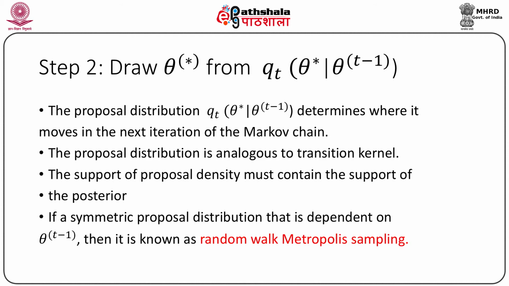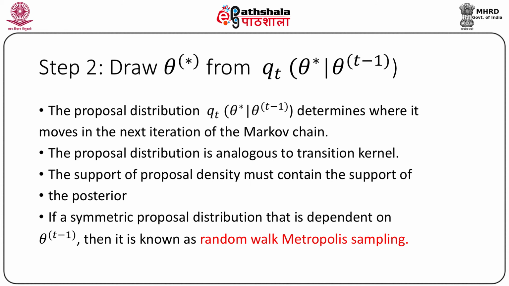Then we draw theta star from q sub t of theta star given theta t minus 1. The proposal distribution determines where it moves in the next iteration of the Markov chain. The proposal distribution is analogous to a transition kernel. The support of the proposal density must contain the support of the posterior.